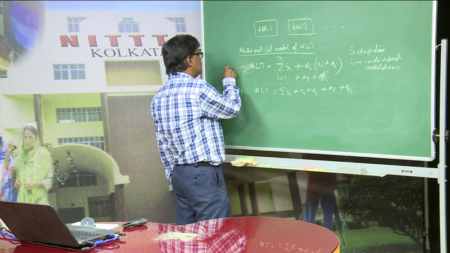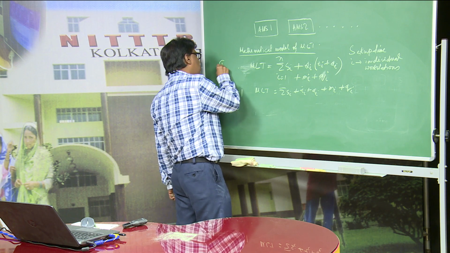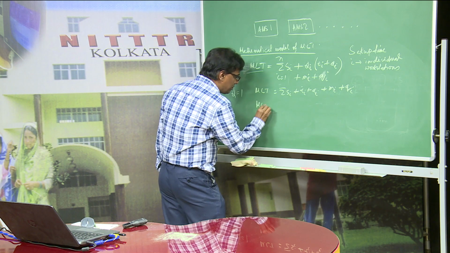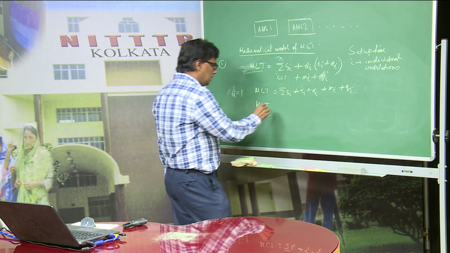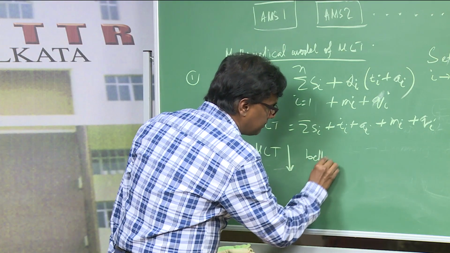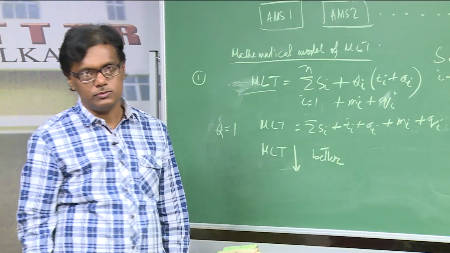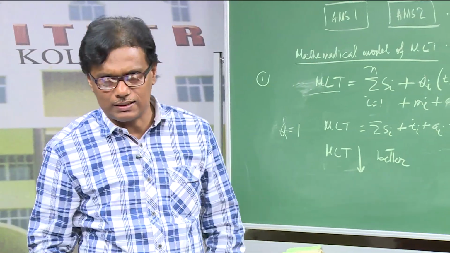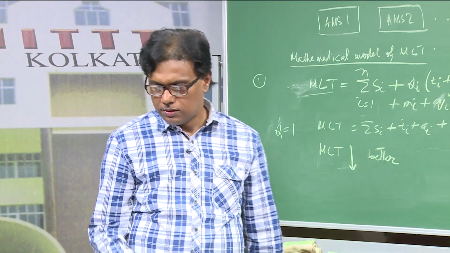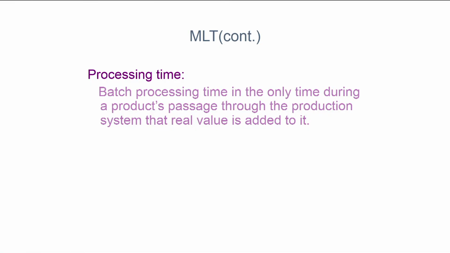This one is your first performance measure. Obviously, the lesser the MLT, the better, so that I can deliver the product as soon as possible. The next performance measure is processing time. As I told you, it is the actual machining time. So, these are the models.